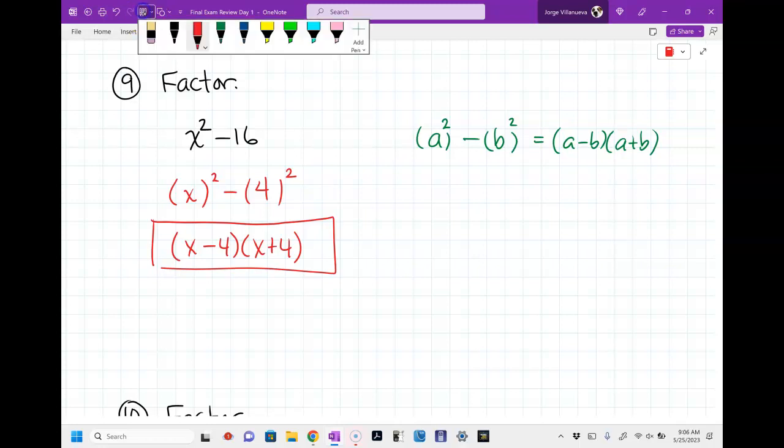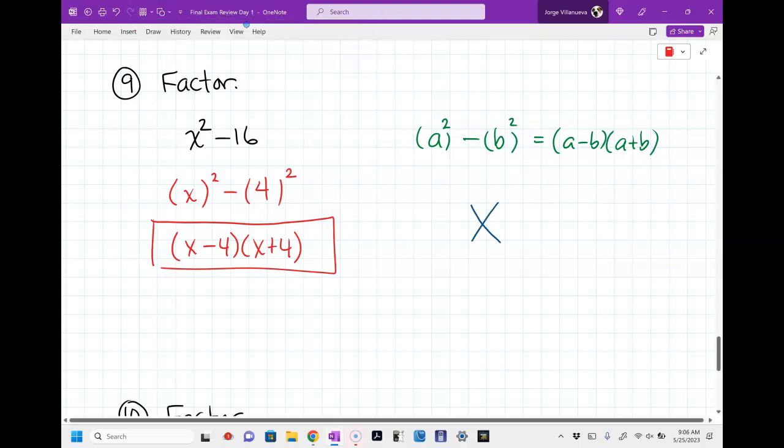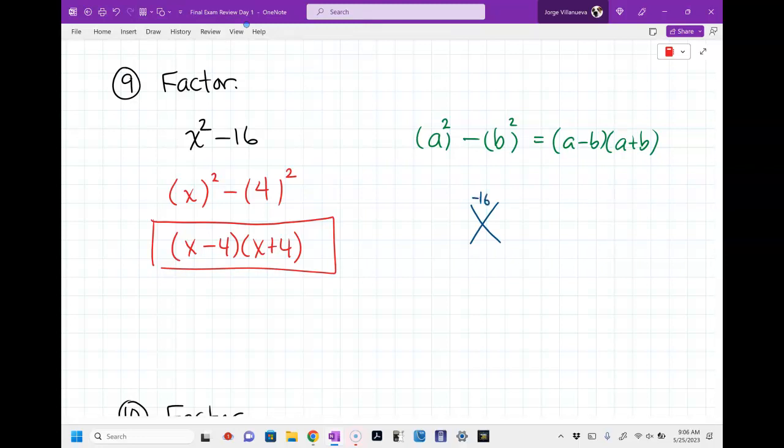Now, I'm just going to show this to you guys really quick. I don't want to waste a lot of time on it. If you wanted to do this using the X method, A times C, it's 1 times negative 16 is negative 16. Your B value, I told you, is 0. What two numbers multiply to negative 16 but give you a 0 when you add them? It would be a positive 4 and a negative 4, right? Because negative 4 times 4 is negative 16. 4 minus 4 is 0. So your factor would be x plus 4, x minus 4. Notice, same thing. I know they're flipped, but it's multiplication.